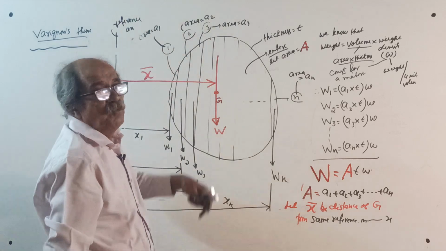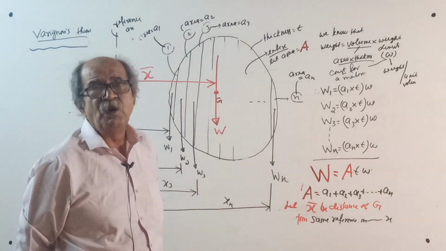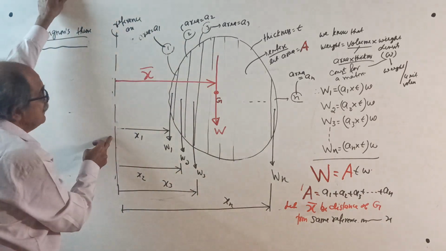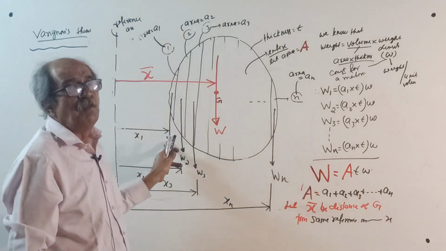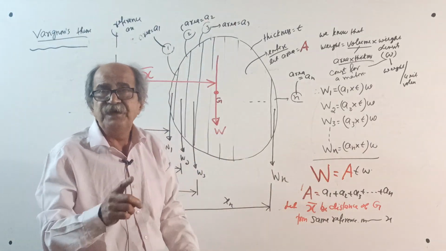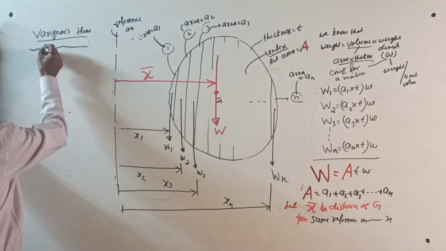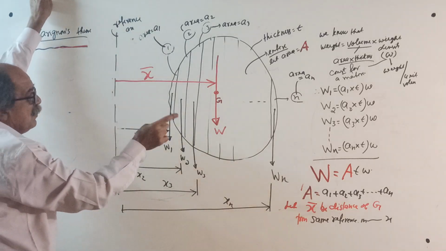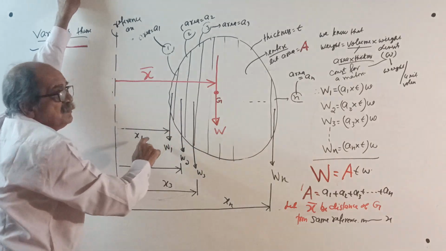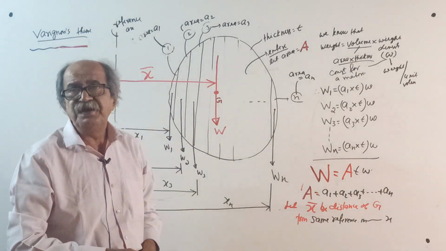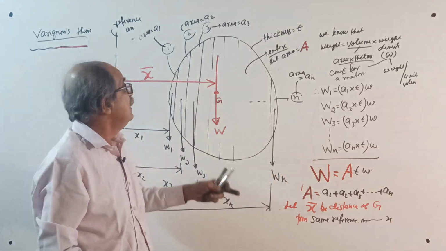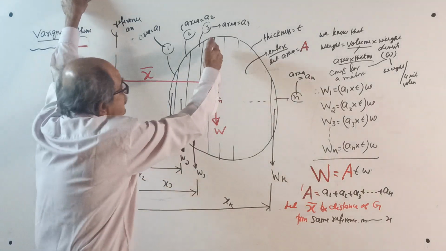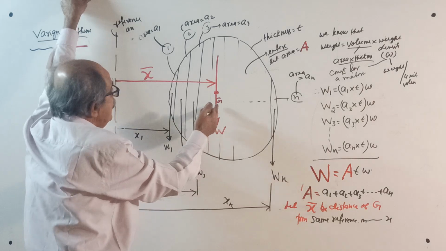Now, Varignon's theorem: the algebraic sum of moments of all the forces or weights considered individually about any reference axis is equal to the moment of the resultant or total weight W about the same axis. You write here.